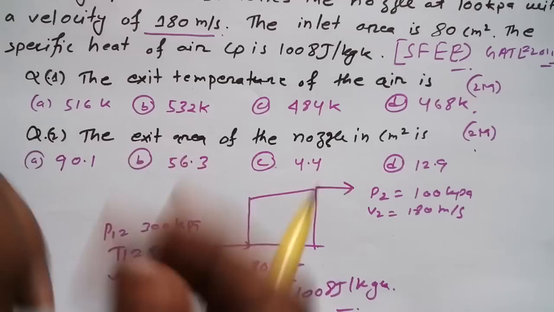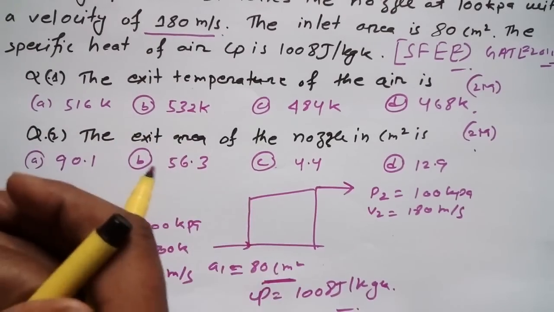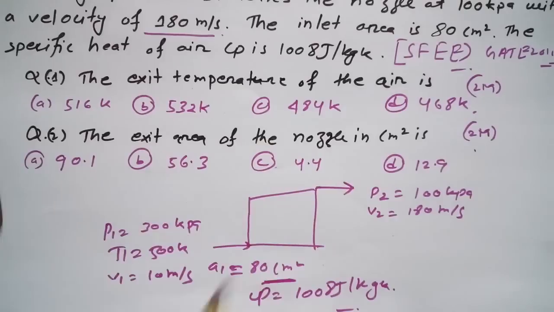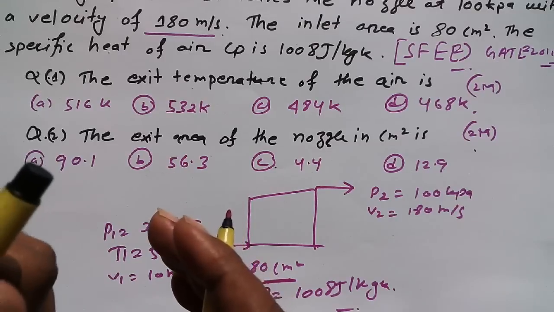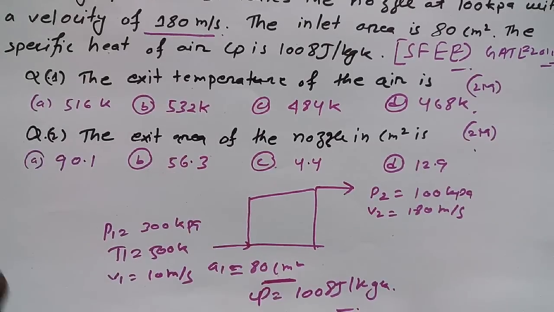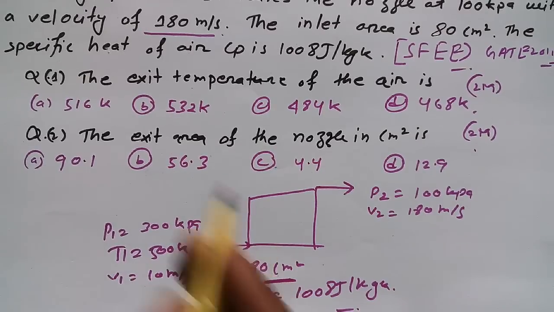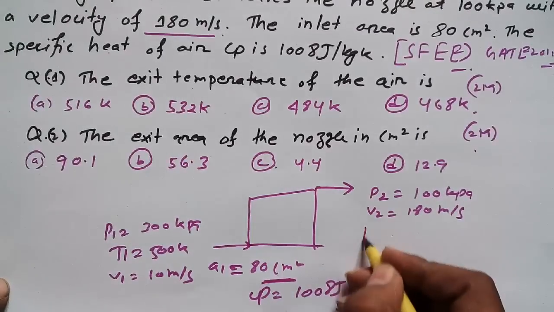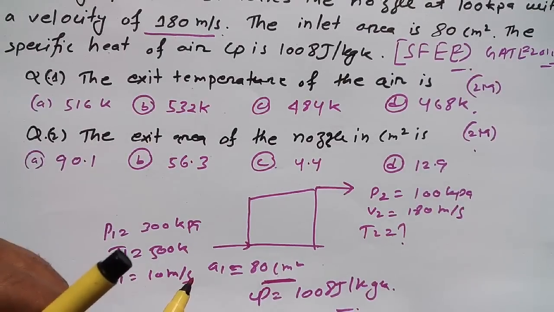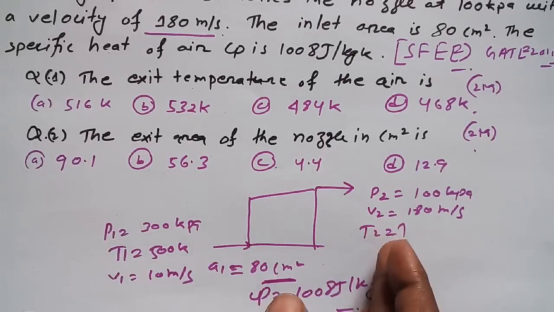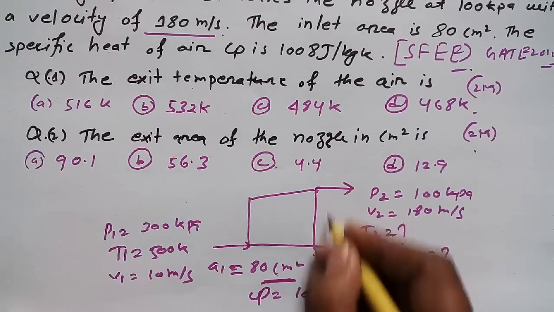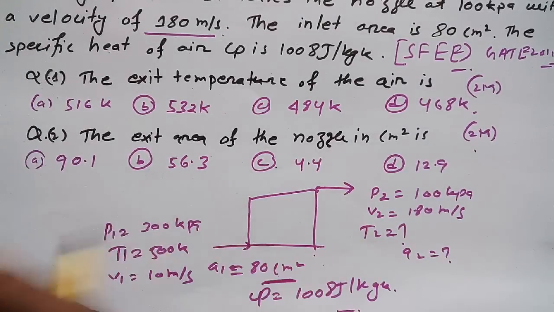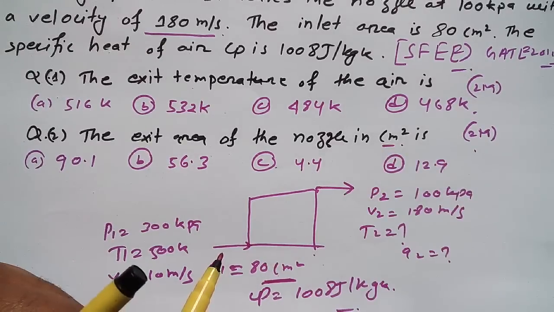Well, let's read what we have to find out. Before solving any numerical problem, we have to think about what is given first, then what we have to find out. Here in this question, we have to find the exit temperature of the air, so T2 is equal to what? If we can find the temperature, then we can also find the area. Another thing we have to find is A2, the area of the exit side of the nozzle, and that also in centimeter square.